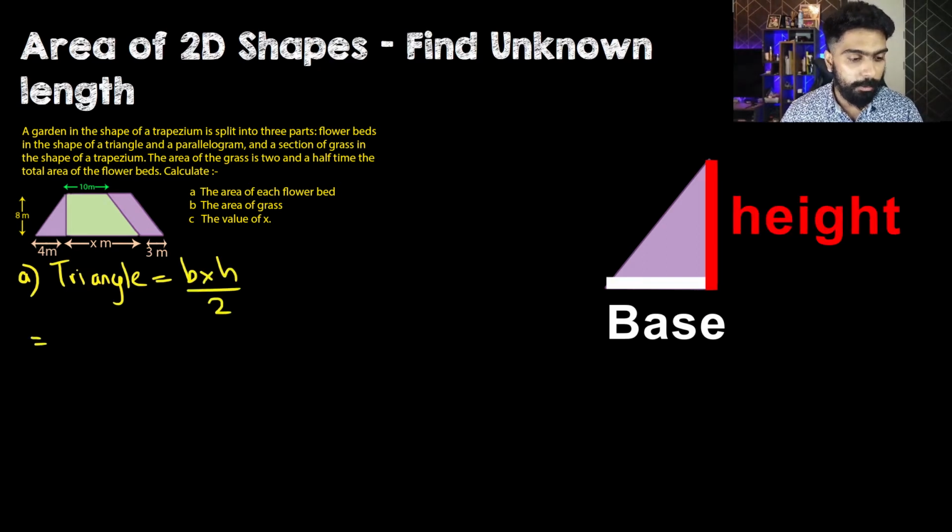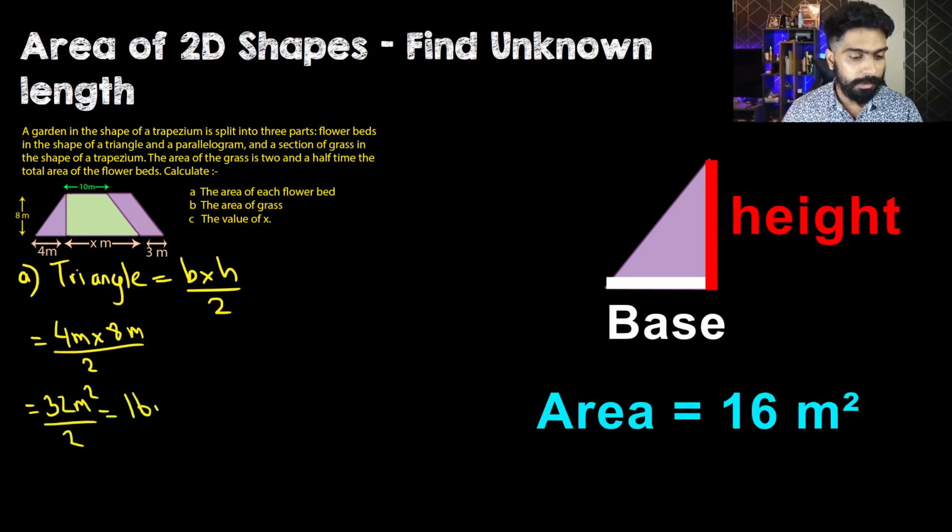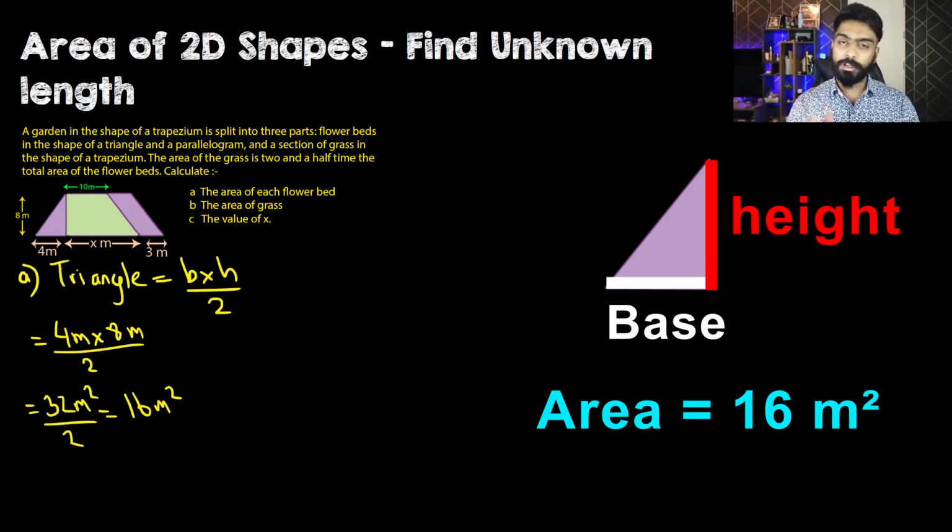So what is the base of the triangle? We have 4 meter multiplied with 8 meter divided by 2, right guys, which is equal to 32 meter square divided by 2, which is 16 meter square. So the area of the triangle flower bed is 16 meter square.